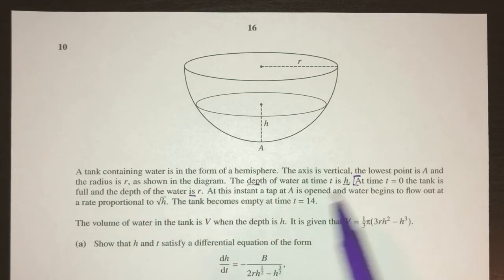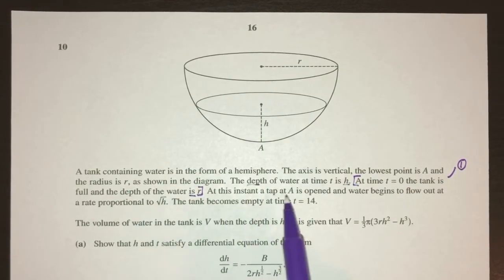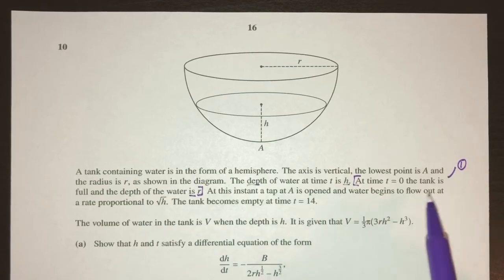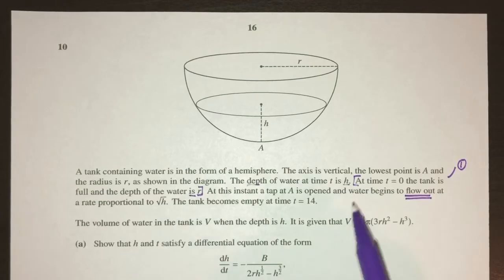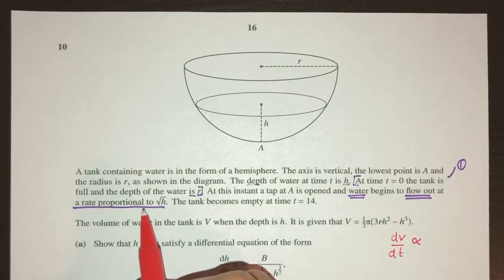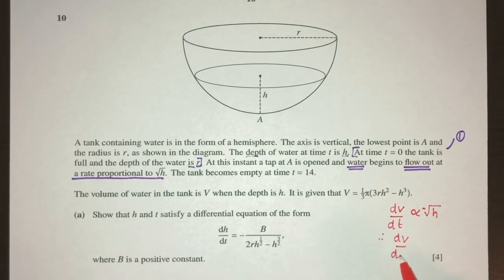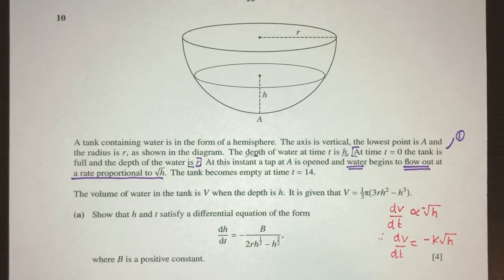So let's underline this or put this in a bracket because this is one of the things that we need to use later on. Now, at this instant, the tap A is opened and water begins to flow out. So you see here we have flow out. Water begins to flow out at a rate proportional to root of h. So we can derive an equation here. Water is volume, so here we have dV over dt. Because of rate, you can see it is proportional to root of h. Now, because it is flowing out, we have to write minus. So finally we can write dV by dt is equal to minus k root of h. That is one of the things we have based on that information.